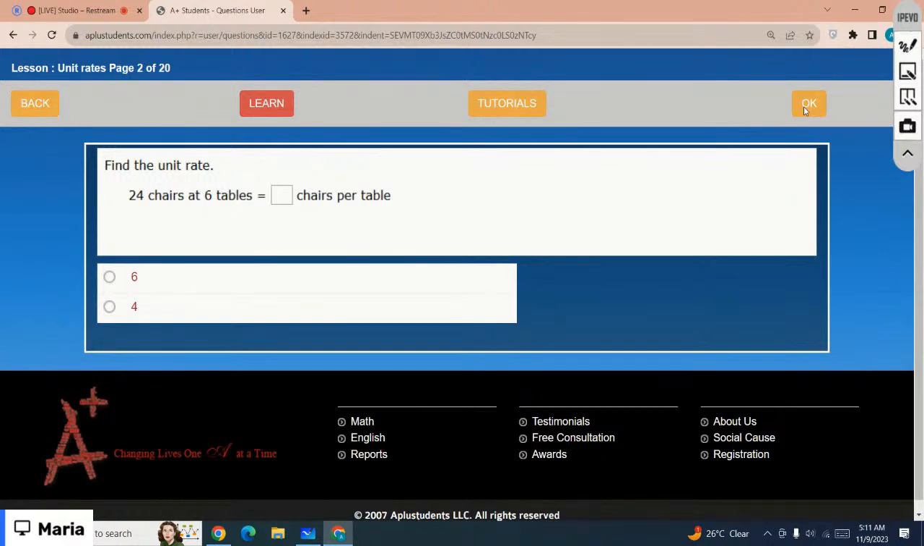So you have to divide 24 by 6. So 6 times 4 makes 24. That means per table you have 4 chairs. The correct option is 4.